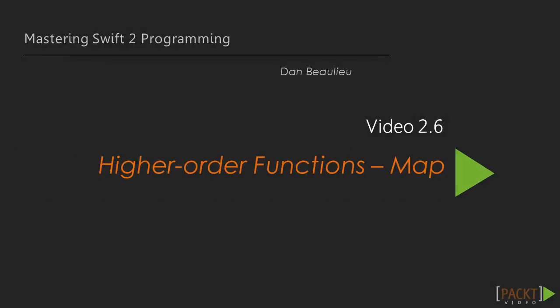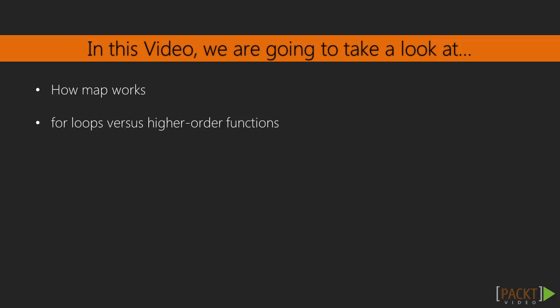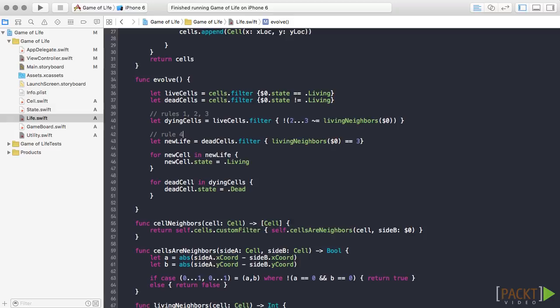Welcome. In this video, we're going to continue our discussion on higher-order functions by looking at map. We'll break down how map works, and then we'll see it in action. We saw how filter reduced the amount of code we had to write by utilizing generics. In this exercise, we'll be replacing bits of logic with Swift's map function.